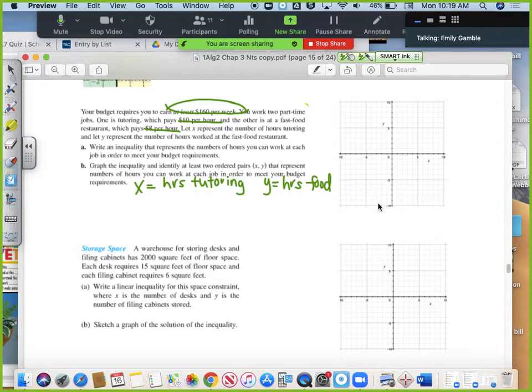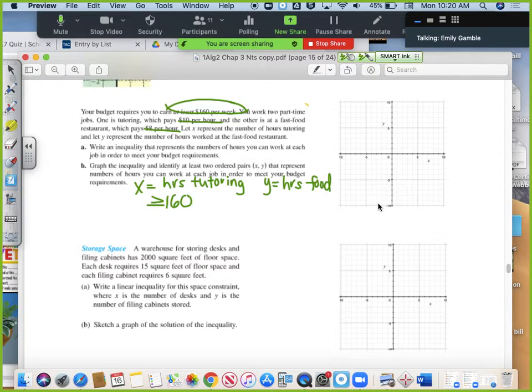So if I'm tutoring or if I'm working at the restaurant, I know together I have to earn at least $160. So before I even create all of this stuff with the X and the Y, I know that at least 160 would be greater than or equal to $160. I know that because they say at least means greater than or equal to.